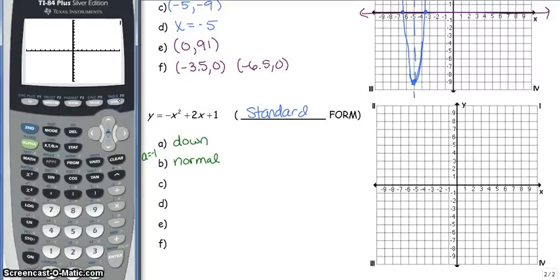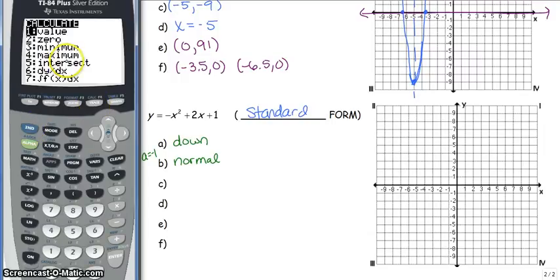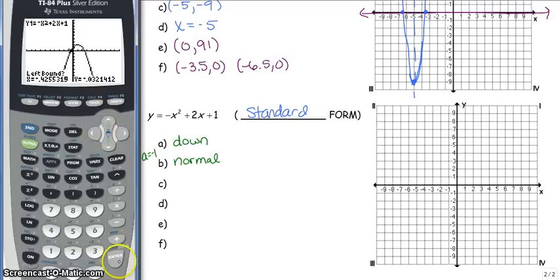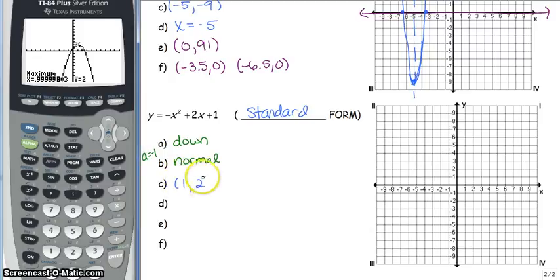When we graph this, we see that it is going to be opening down, which means we are looking for the highest point. So go to second trace. We want the maximum. If it's the lowest point, we want the minimum. We go left of where the vertex is, then we scroll right of where the vertex is, and then we go back towards the middle where we guessed the vertex is, and we see that our vertex is going to round to 1, comma 2.